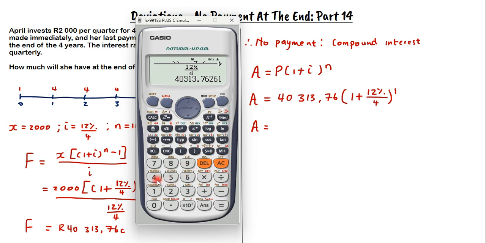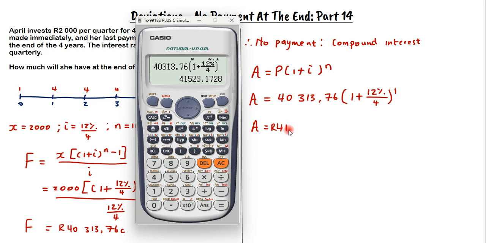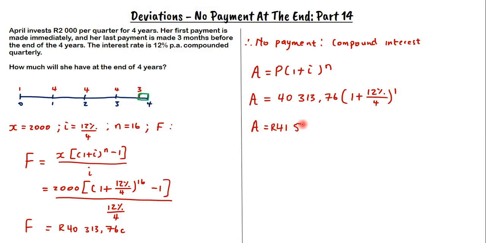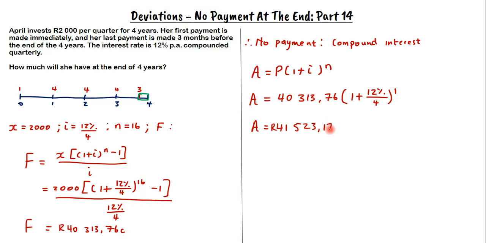So I'll just take my answer, 40,313.76, into (1 plus 12% over 4) to the power of 1. So it means it is 41,523 rand, 17 cents. And that is how we find our answer when there is no payment at the end.